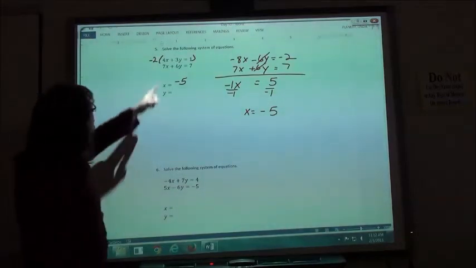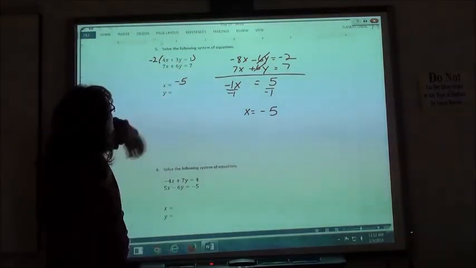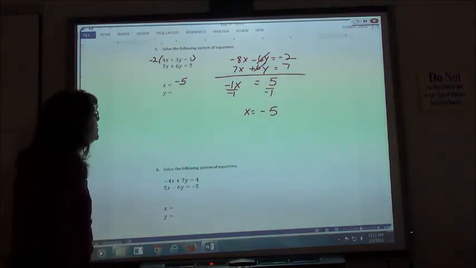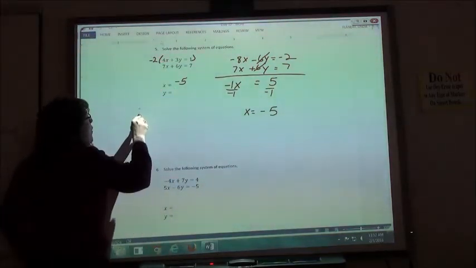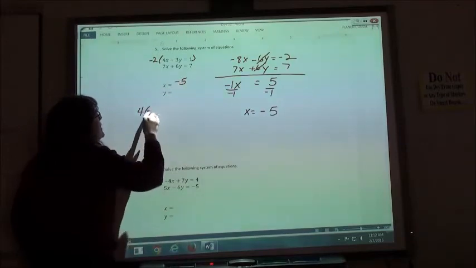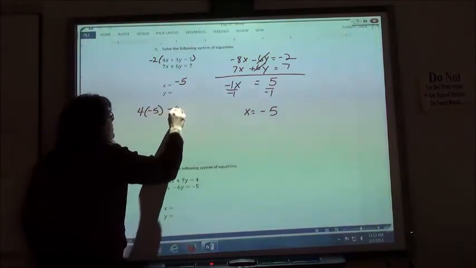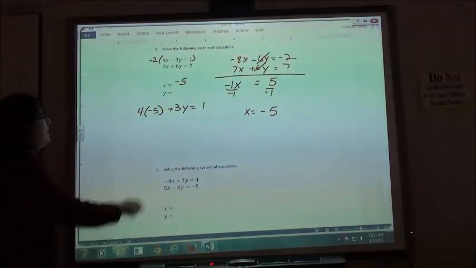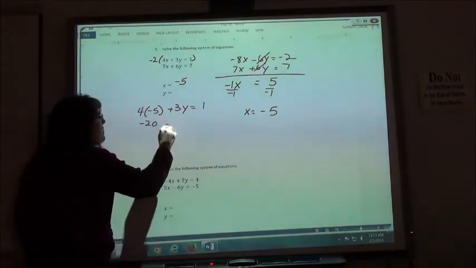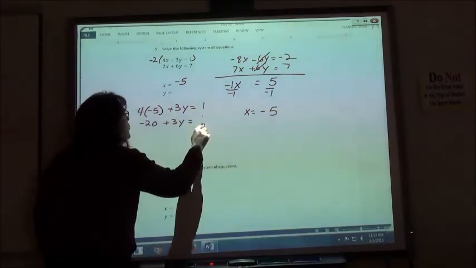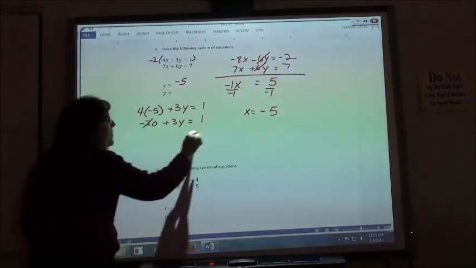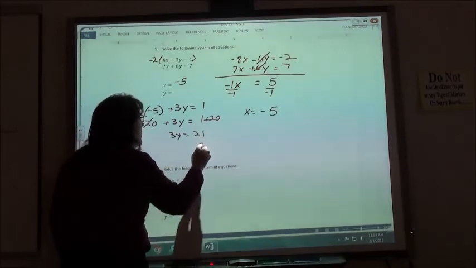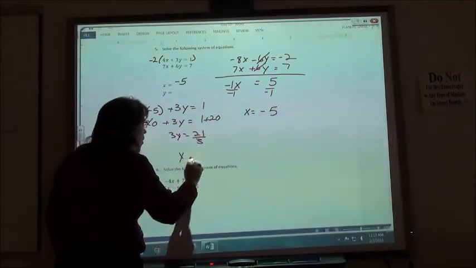This time I think I'll use the top equation. The top equation looks a little easier than the bottom one just because the numbers are smaller. Not that it should make a difference. I'm going to take 4 times my x value, which we said was -5, plus 3y equals my 1, and solve that equation. So here I get -20 plus 3y equals 1. I'm going to add my 20. So 3y equals 21. Divide by 3. y equals 7.